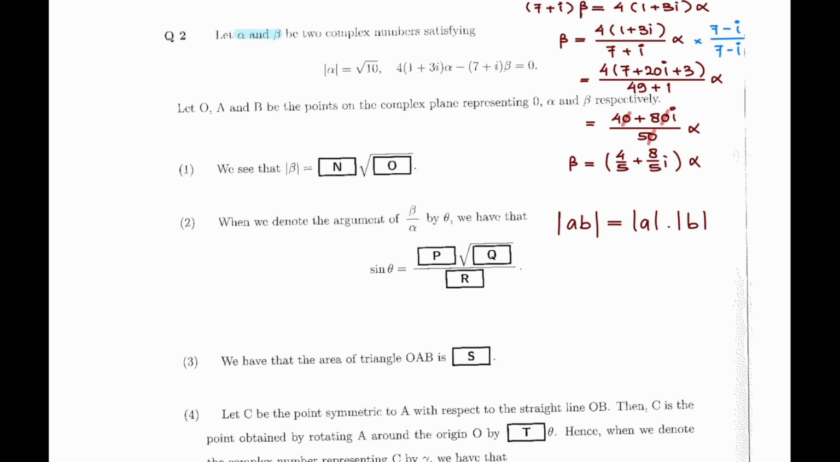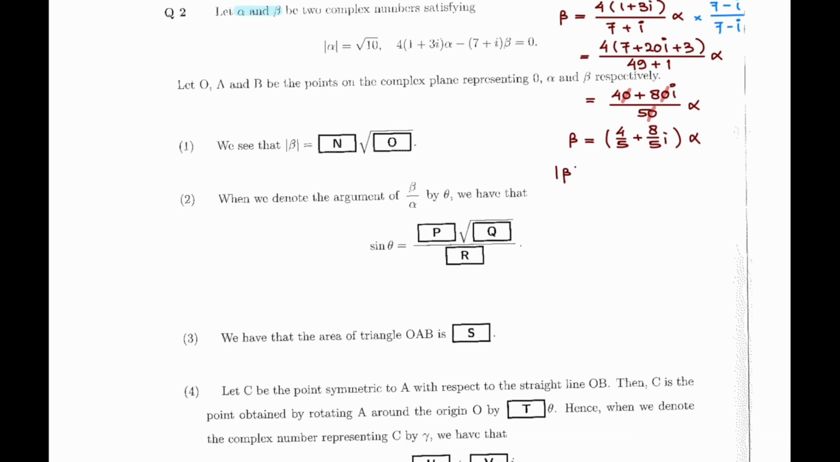So if I want to find the modulus of beta, that means the modulus of beta is equal to the modulus of 4 over 5 plus 8 over 5 i, times the modulus of alpha. To find the modulus of a complex number, we can use the formula: square root of (4 over 5) squared plus (8 over 5) squared, times the modulus of alpha. We already know that the modulus of alpha is equal to square root of 10. So by simplifying this expression, I think we can find the modulus of beta.